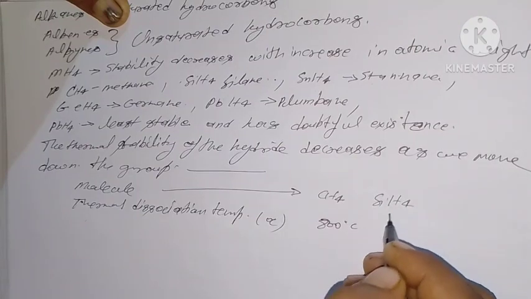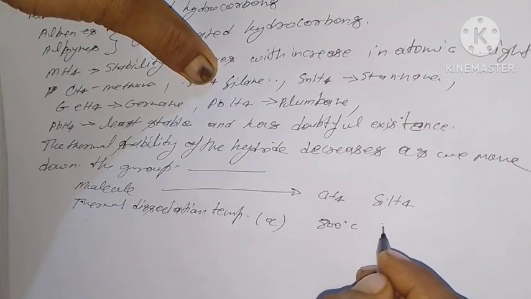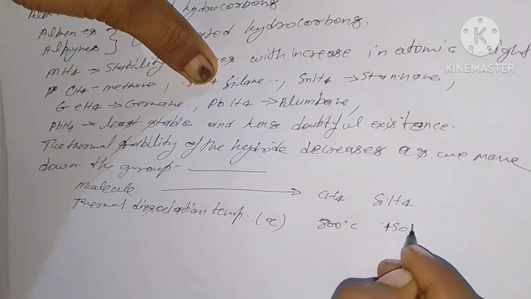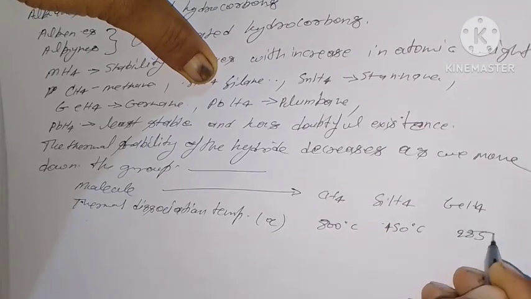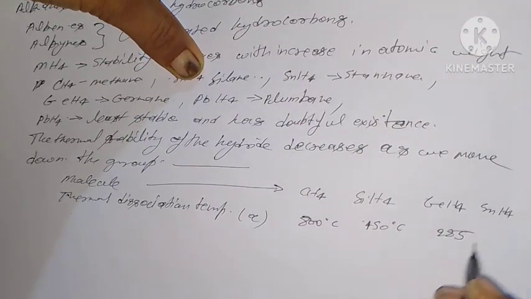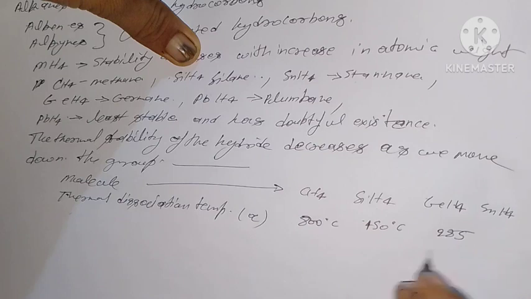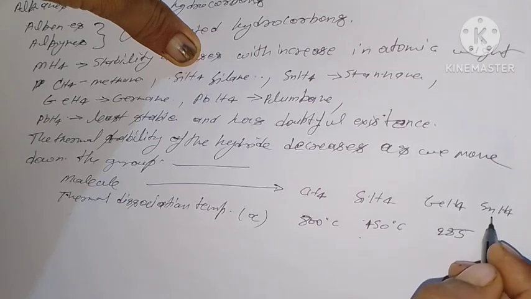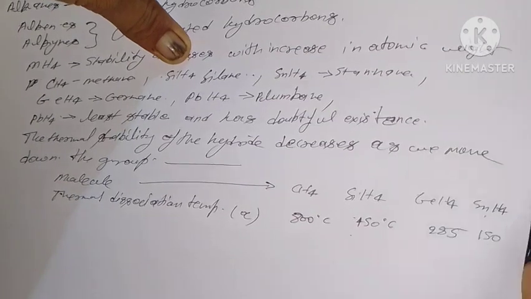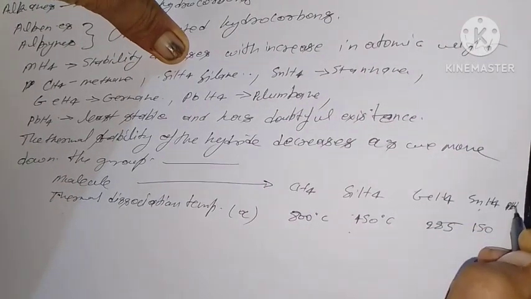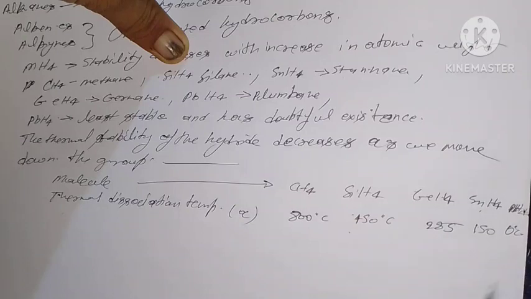SiH4, that is known as silane, has a thermal dissociation temperature of 450 degrees Celsius, and GeH4 is 285, and SnH4, stannane, is 150 degrees Celsius, and PbH4, known as plumbane, has a dissociation temperature of 0 degrees Celsius.